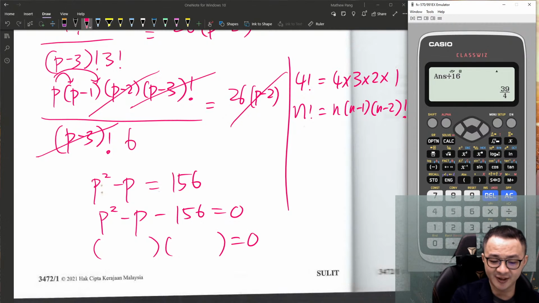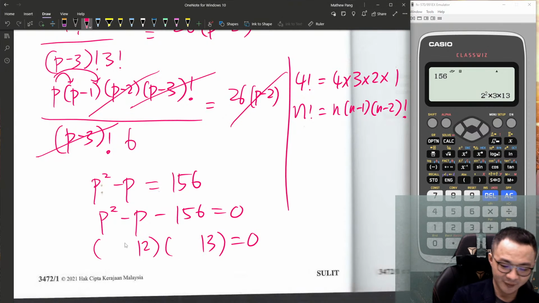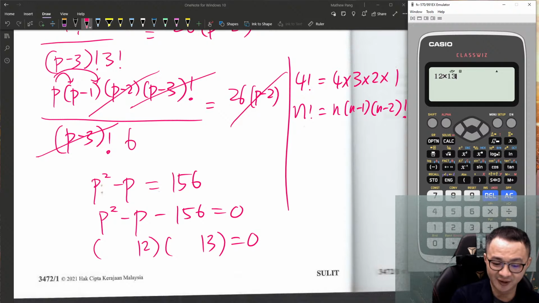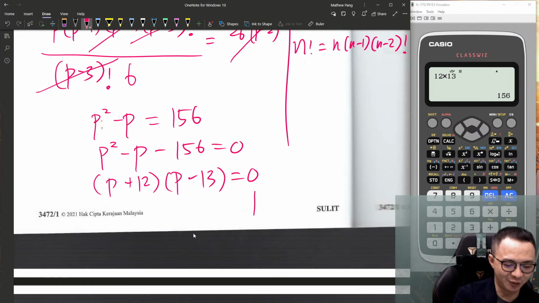156, can you divide by 16? No. 156, can you divide by 14? Oh my god. Yeah, I can use a calculator. 12, yeah, 12 and 13. Is it? 12 times 13 is 156. Yeah, correct. So this one is minus, this one is plus. Yeah, I know I can use the quadratic method, but sometimes I just want to train my brain to think a little bit.